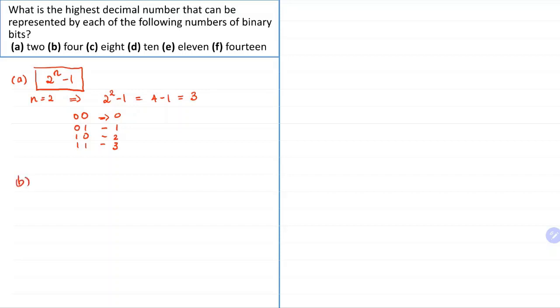So B, 4. Here n is equal to 4. Therefore we have 2 to the 4 minus 1. 2 to the 4 will be 16, minus 1, so the highest decimal number will be 15, which is 1111 in binary.